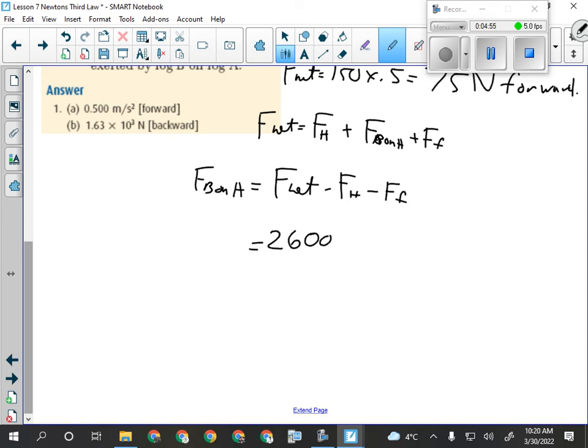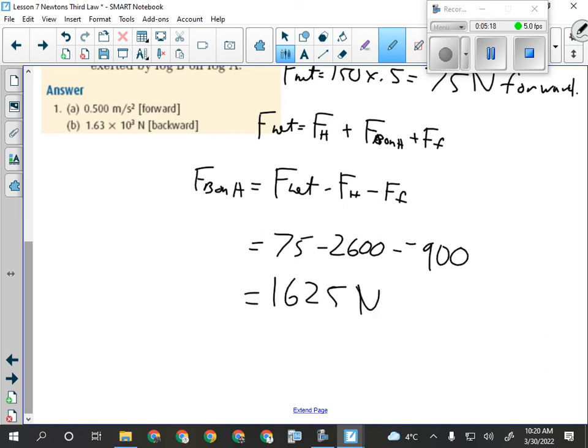2,600 newtons forward. Okay, sorry, that's the force of the horses. 75 newtons forward, minus 2,600 newtons forward, minus 900 newtons backwards. Okay, that one needs to be negative. When I do this, I get 1625 newtons, but we only have 3 significant figures, so that'll be 1.63 times 10 to the 3 newtons. The force I calculated, that's forwards. The force they want, it's backwards.